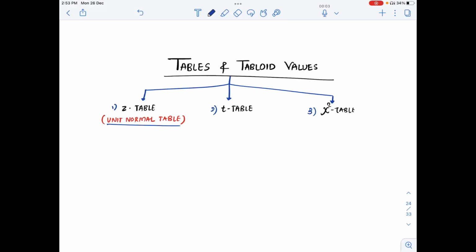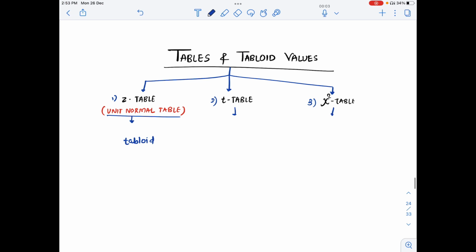Coming to table and tabloid values, we have three types of table that we will look into. Out of this, t table and chi-square table are used for hypothesis testing, and z table, which is also used for hypothesis testing, is also called the unit normal table. You can use all of these three tables to calculate the tabloid values that we have talked about a lot in hypothesis testing. So let's get into this.